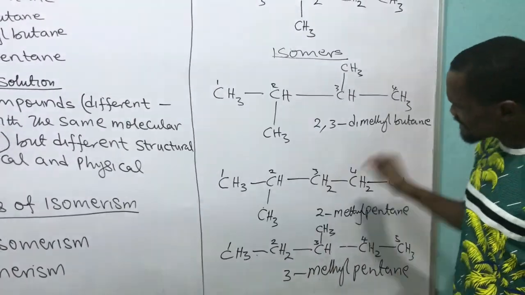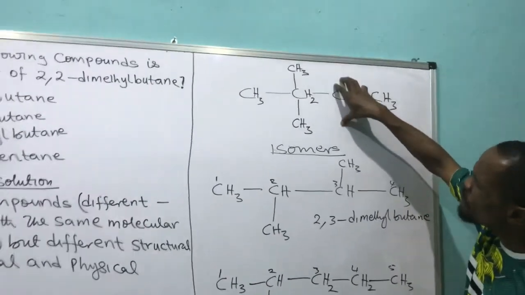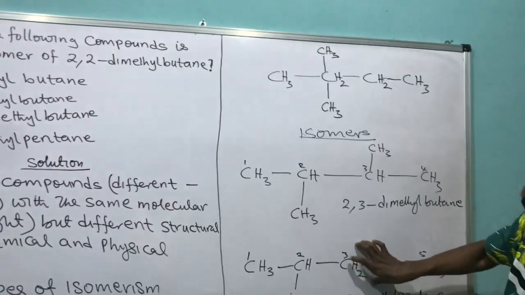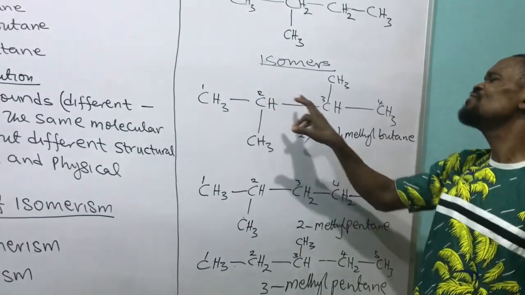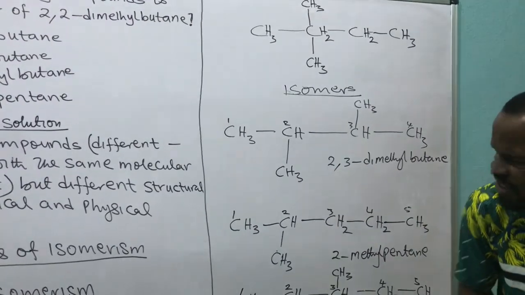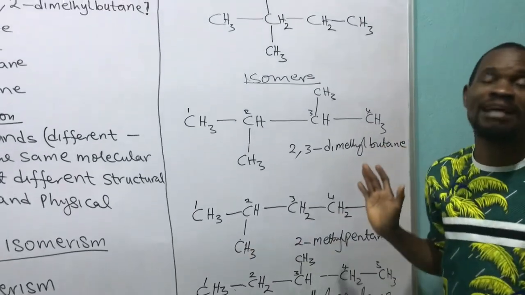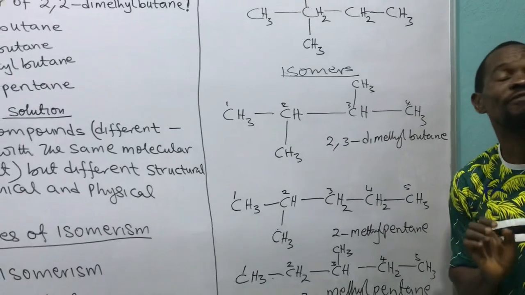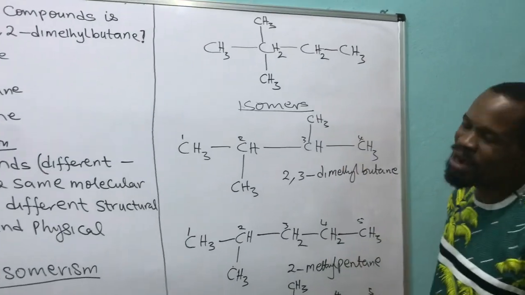Then now, you will see that the molecular weight of this one is the same as the molecular weight of this one, the same as the molecular weight of this one, but they have different chemical and physical properties. These compounds have the same molecular weight. The number of carbons here and here are the same, but they have different structures, and that's what we call isomers of a compound.